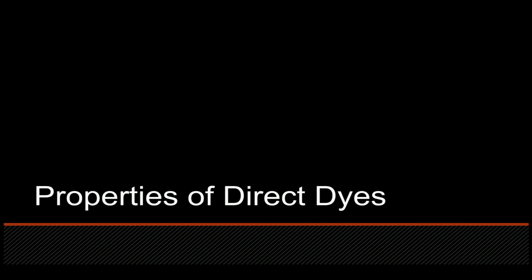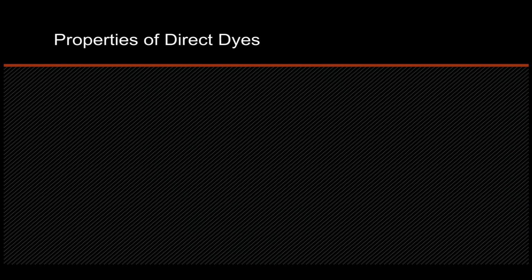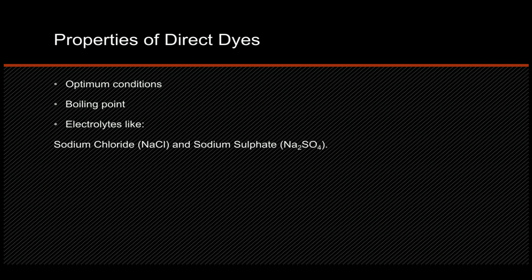Properties of direct dyes. Direct dyes have some optimum conditions. These optimum conditions have variations. Boiling point: the dyeing process takes place at or near the boiling point, so roughly between 100 and 200 Celsius. The dyeing process takes place in the presence of electrolytes such as sodium chloride and sodium sulfate.